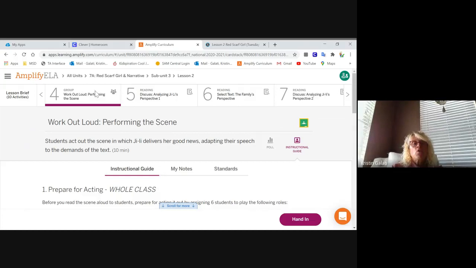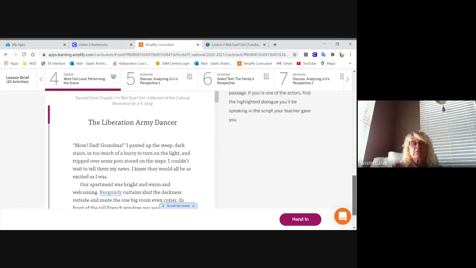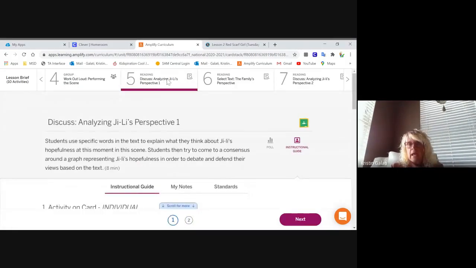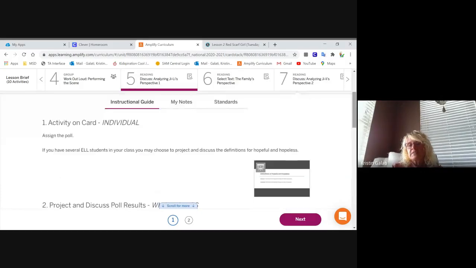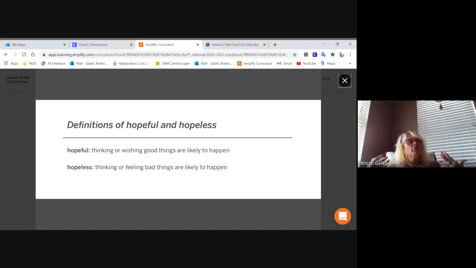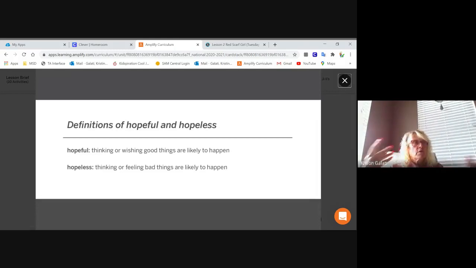But we're going to go to tab 4, work out loud. Okay, I'm sorry, we're going to go to tab 5 because there's nothing on tab 4 except the reading, which I read to you. And we're going to talk about what hopeful and hopeless means real quick. I know that most of you know: hopeful is full of hope, thinking things are going to work out, and hopeless is not full of hope, thinking that really bad things are going to happen. So most of you know what hopeful versus hopeless means.